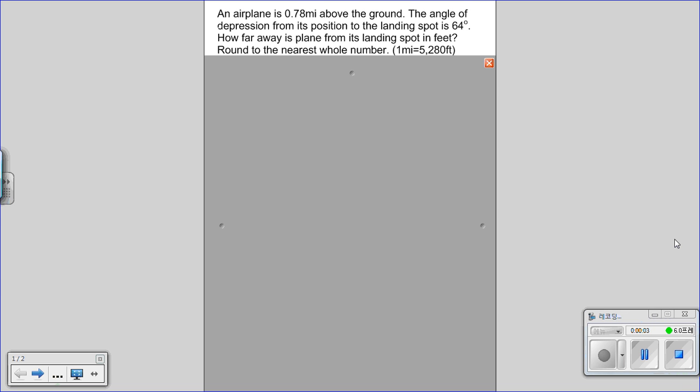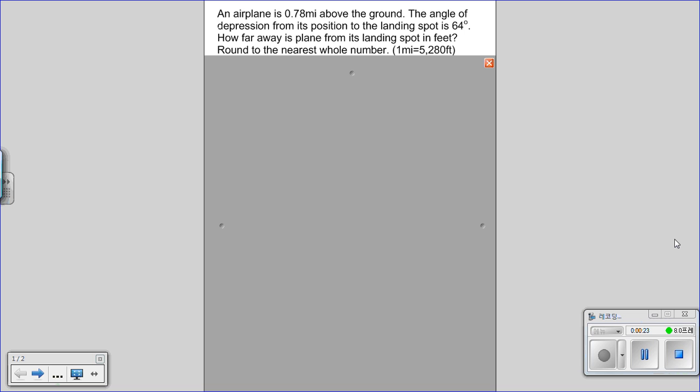This problem will help you understand trig ratios. An airplane is 0.78 miles above the ground. The angle of depression from its position to the landing spot is 64 degrees. How far away is the plane from its landing spot in feet? Round to the nearest whole number, and remember that 1 mile equals 5,280 feet.